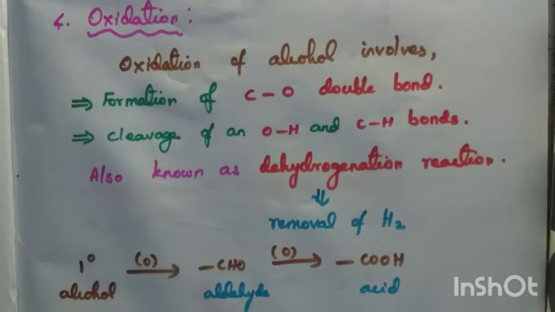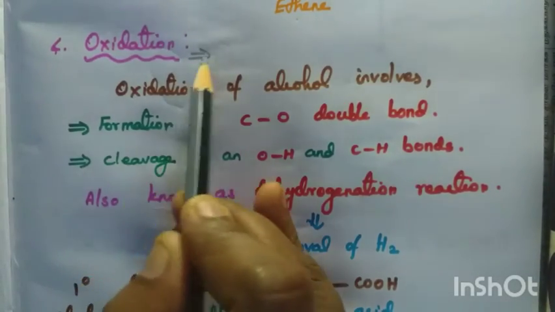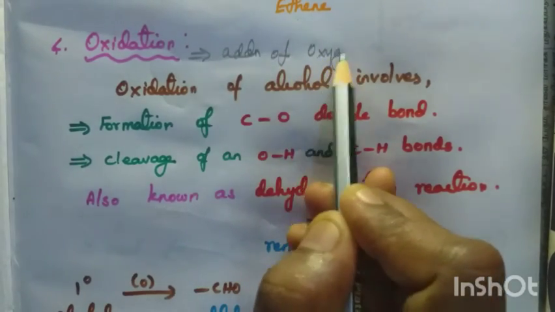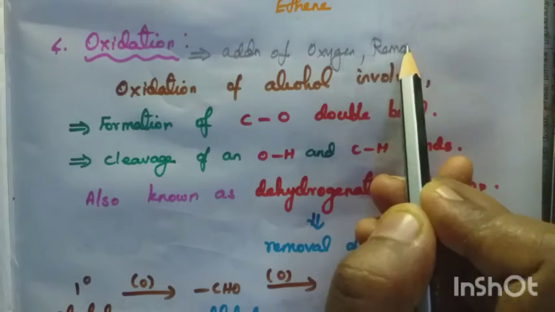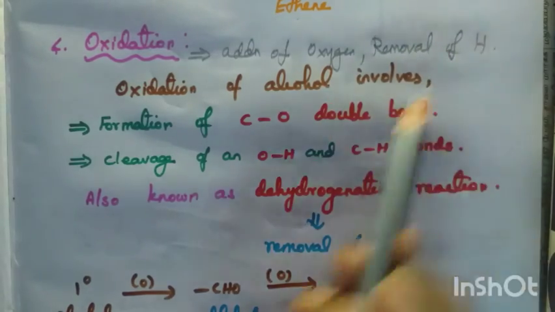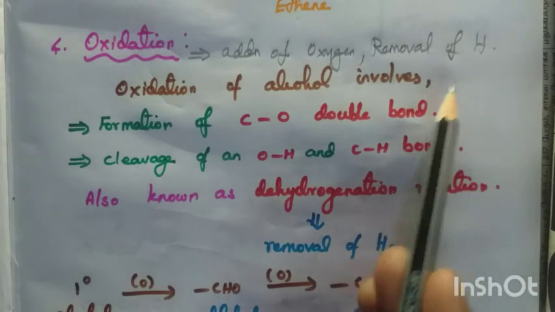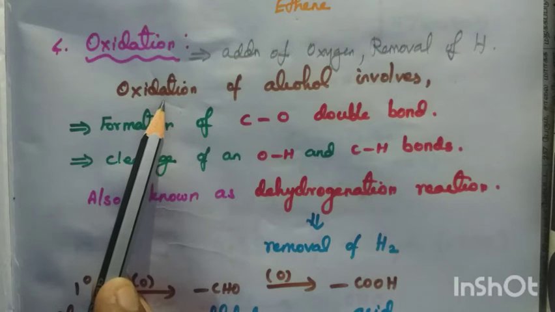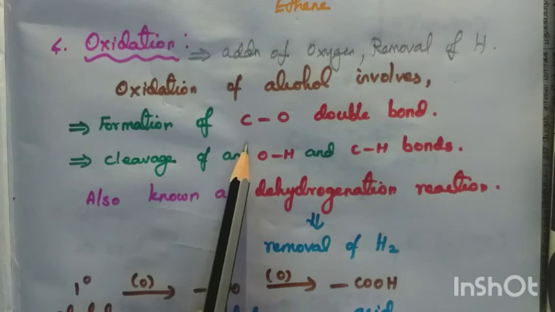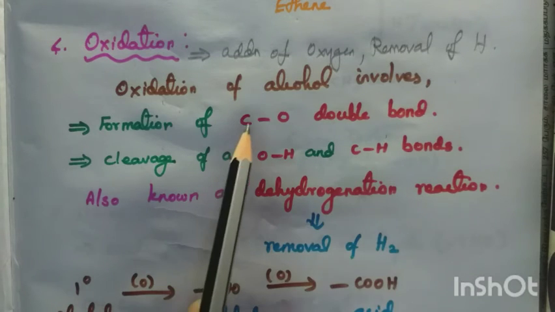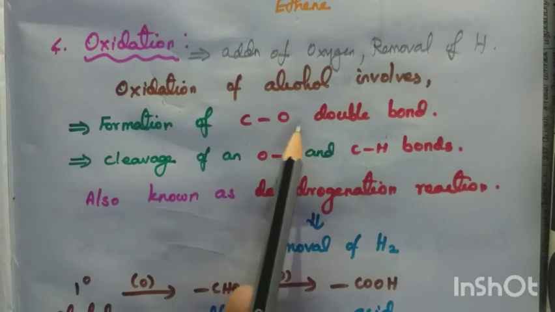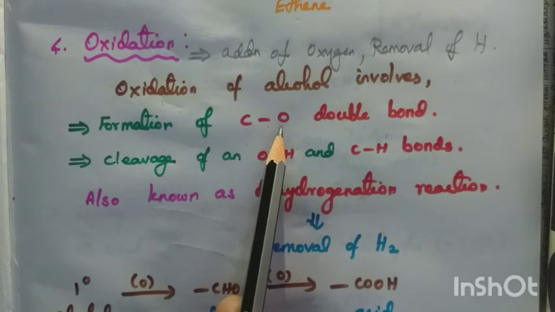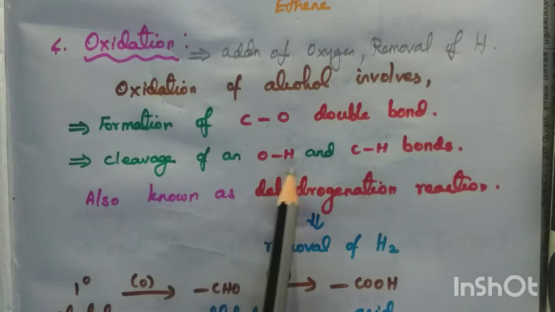Addition of oxygen and removal of hydrogen. So oxidation is nothing but addition of oxygen and removal of hydrogen. Addition of oxygen and removal of hydrogen. So during oxidation of alcohol, what process is going to take place? The formation of a C=O double bond. The C-O bond is there, no? It becomes a double bond now. So formation of a double bond in C=O.